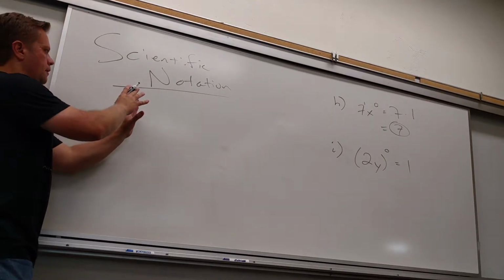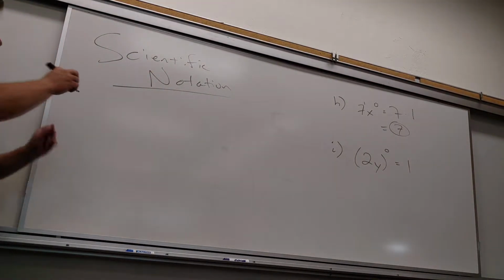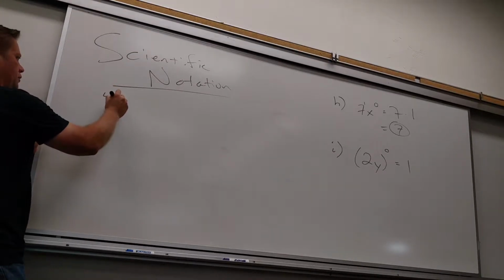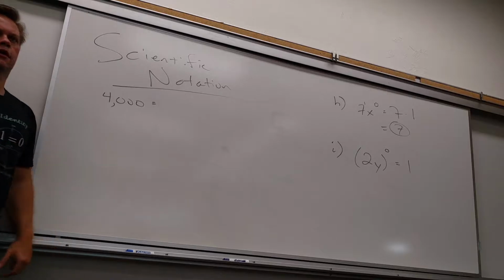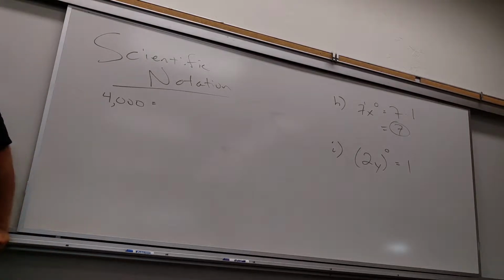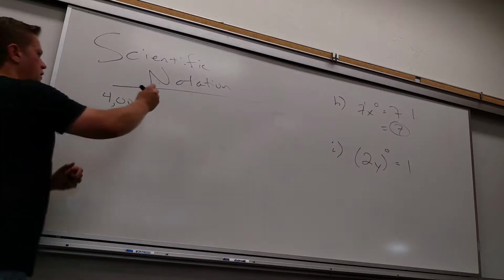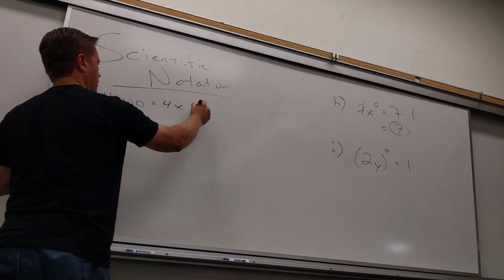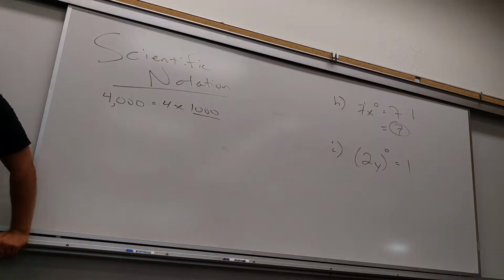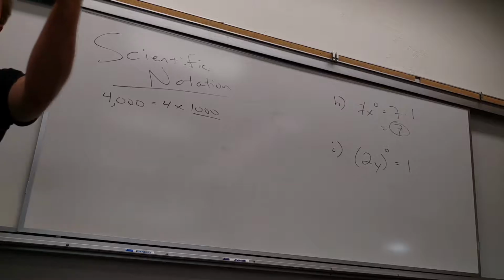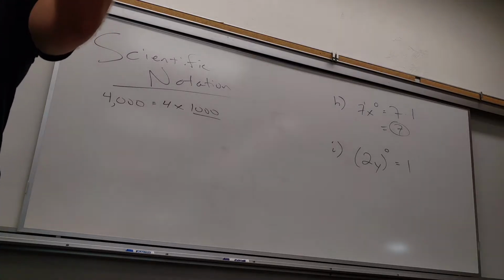So, here's what this is. If I had this number here, let's start off kind of small. 4,000. It doesn't really make too much sense for smaller numbers, but we're just going to build. What is that? That's 4 times what? 1,000. And this number is interesting because it's a certain number of tens, right? And our number system is based on 10 because we have 10 fingers.